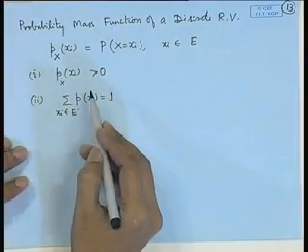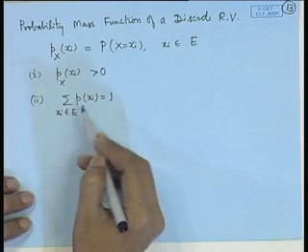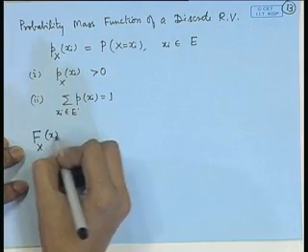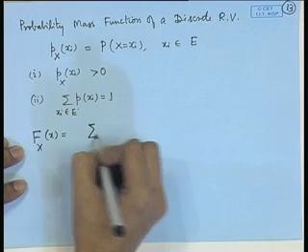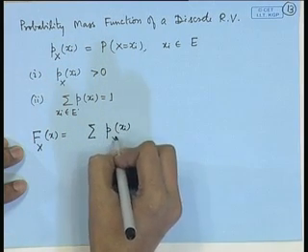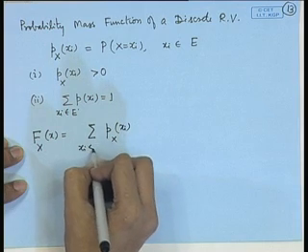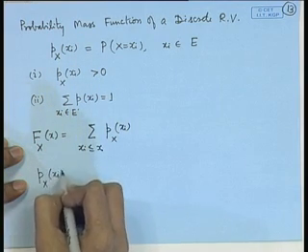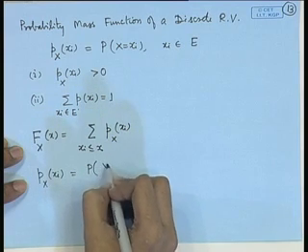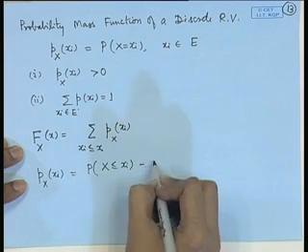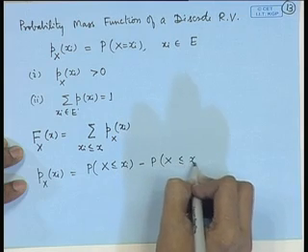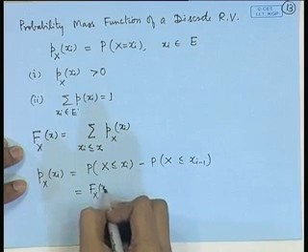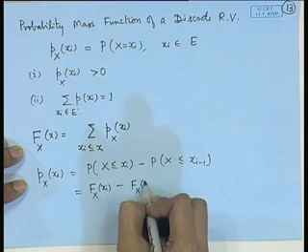Now, from here you can establish a relationship between the cumulative distribution function and the probability mass function. The cumulative distribution function can be expressed as F(x) is the sum of all those values of the probability mass function for which xi is less than or equal to x. Conversely, p_X(xi) can be written as the probability of X less than or equal to xi minus the probability of X less than or equal to xi minus 1. So, this will become F(xi) minus F(xi minus 1).